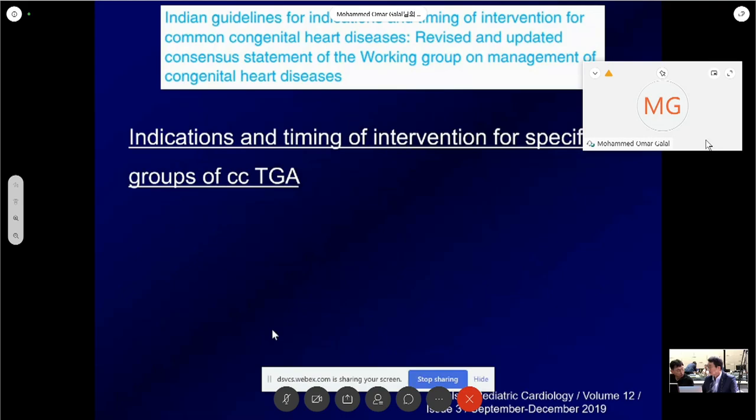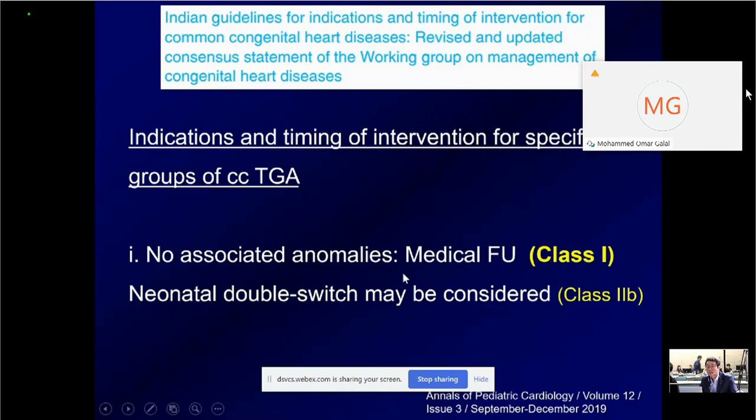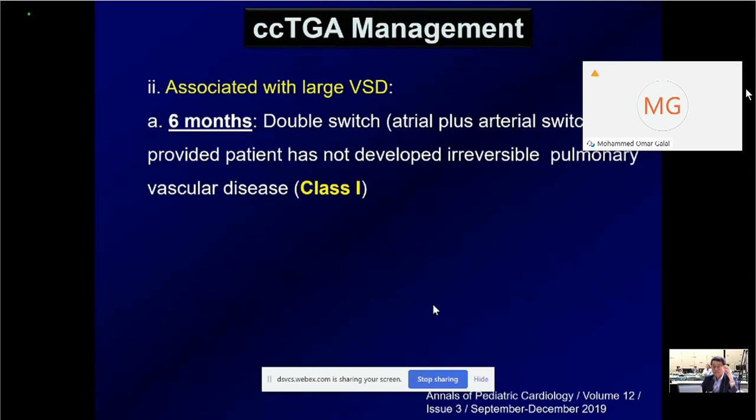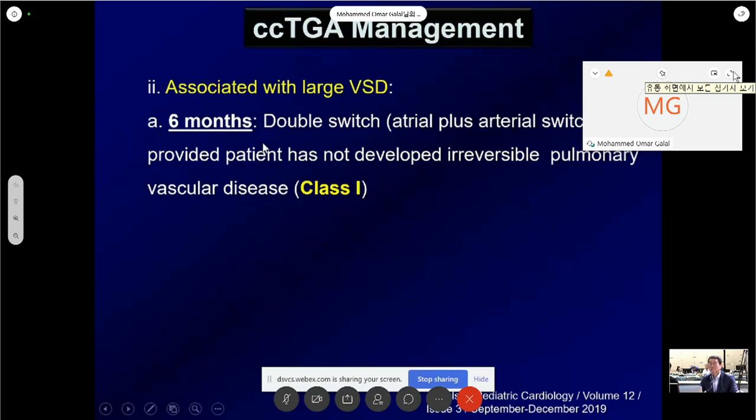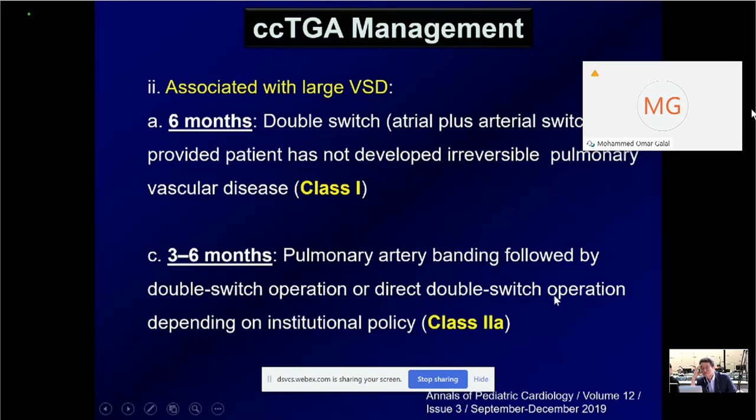Now here are some figures about timing of intervention. As I mentioned before, if we have no associated anomalies, usually medical follow-up is okay. Neonatal double switch may be considered, but I guess most centers will not do this in a healthy-looking child. Now, if a corrected transposition is associated with a large VSD, and the patient shows up at the age of 6 months, in this case, double switch might be indicated provided the patient doesn't have irreversible pulmonary vascular disease. While if the patient showed up at the age between 3 to 6 months, pulmonary artery banding followed by double switch, or even direct double switch operation, depending on institutional policy. This means: is your surgeon ready to do that? Is your ICU and the rest of the team ready to go ahead with double switch?